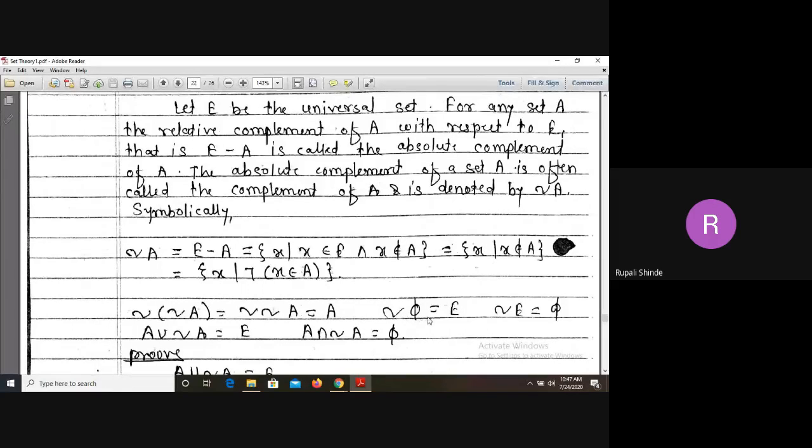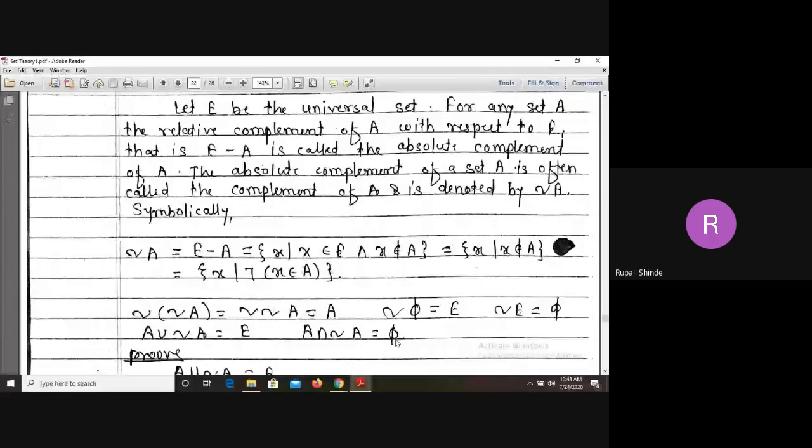It will give you set E. Again, negation of E is equal to phi. A union negation of A is equal to E. And A intersection negation of A is equal to phi.